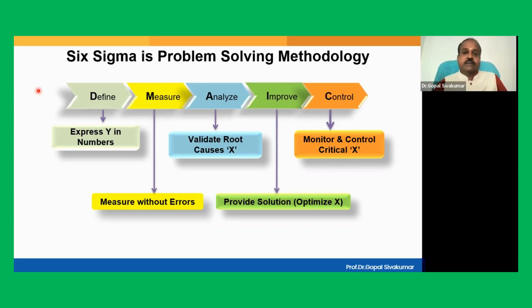In the improve phase, we are optimizing the X. In control phase, we are controlling the X because I have gained the knowledge. Through the project, I gained the knowledge. If I control the X, my Y will be automatically under control. If my daily habits are okay, my future will definitely be prosperous. This is the understanding. This is what is called DMAIC methodology.